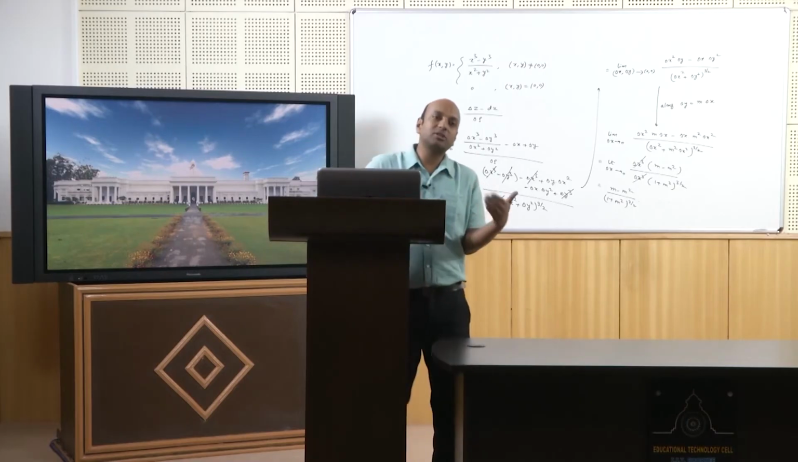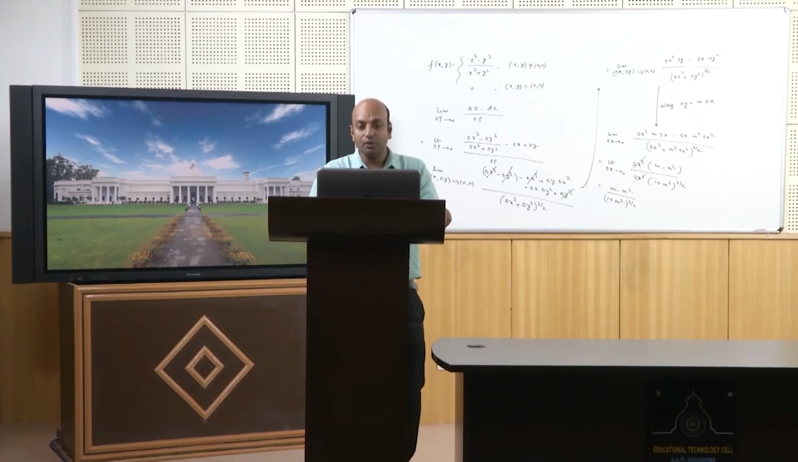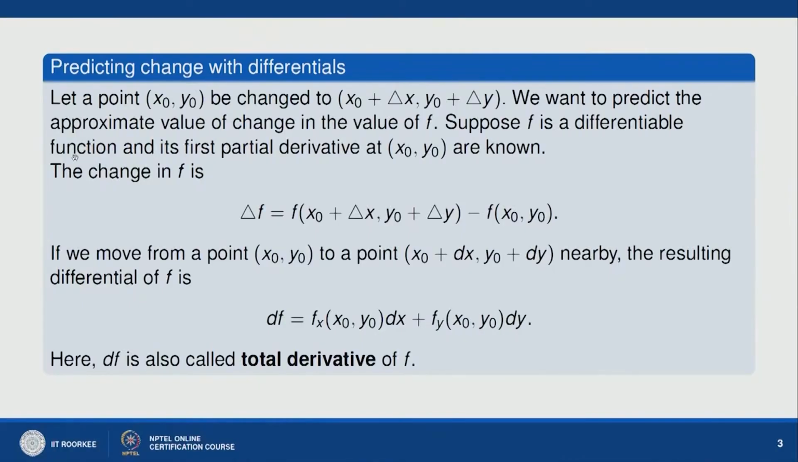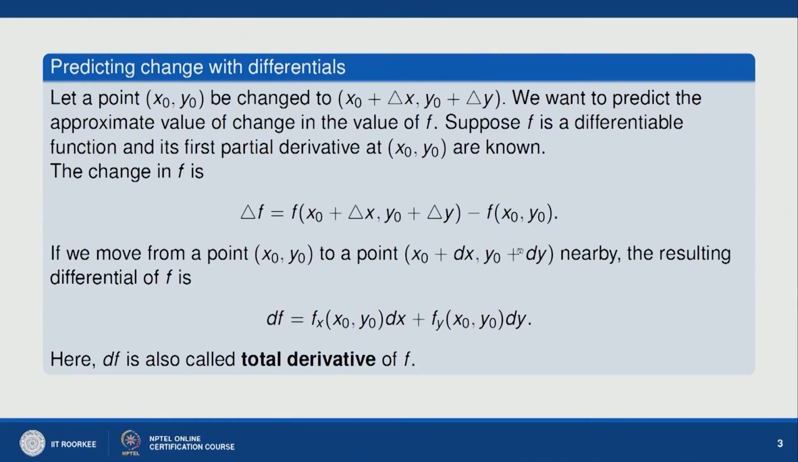So, what will be the approximate change in the value of the function, that we want to find out? How can we find that? Suppose f is a differentiable function and its first order partial derivatives at x naught, y naught are known. The change in the value of the function is given by this expression. We already know this thing.